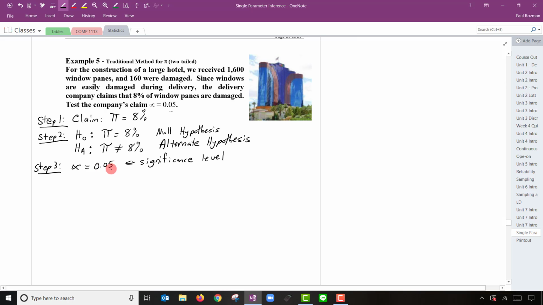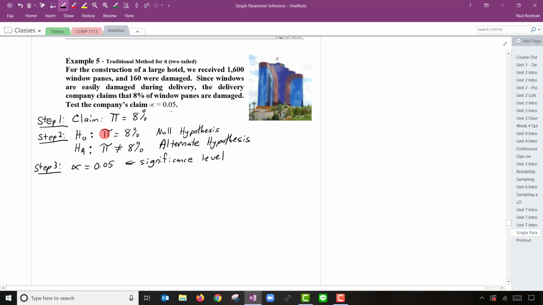Why wouldn't we make that 1% or 0.01% or 0.001%? Well, the consequence of making this too small would mean we'd raise the probability of making a different error. And that error would be failing to reject the null hypothesis when it's wrong.